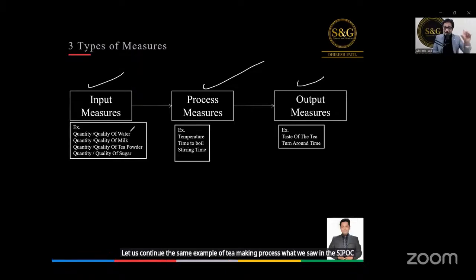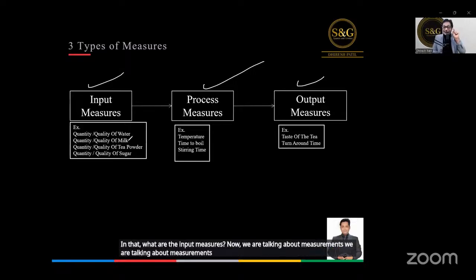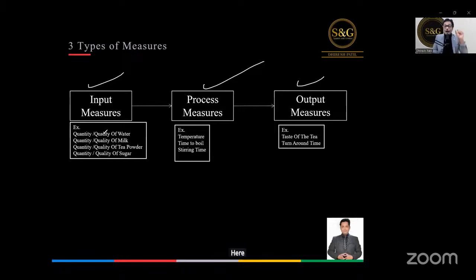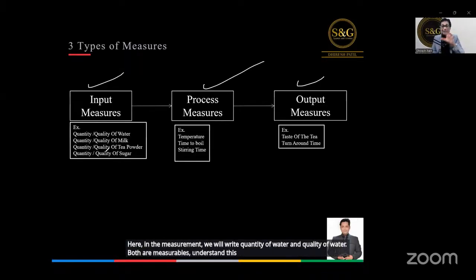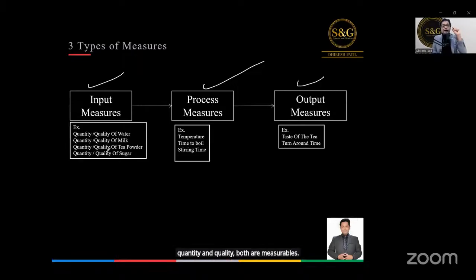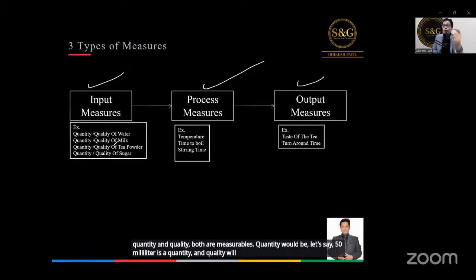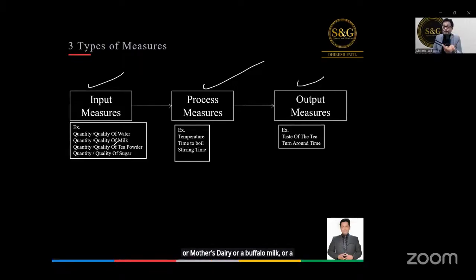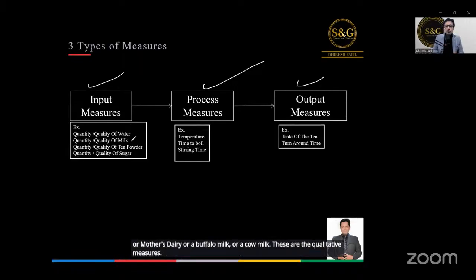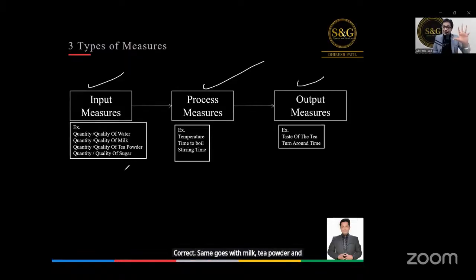In that, what are the input measures? Now we are talking about measurements. In the input, if you remember, we wrote water. Here in the measurement, we will write quantity of water and quality of water. Both are measurables. Understand this. Quantity would be, let's say, 50 milliliter, and quality will be, let's say, Amul or Mother's Dairy, or a buffalo milk or a cow milk. These are the qualitative measures. Correct? Same goes with milk, tea powder, and sugar. These are the input measures.